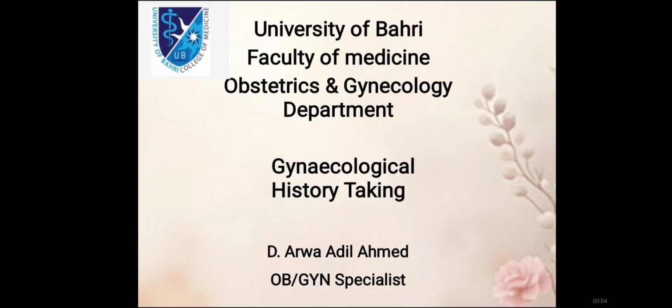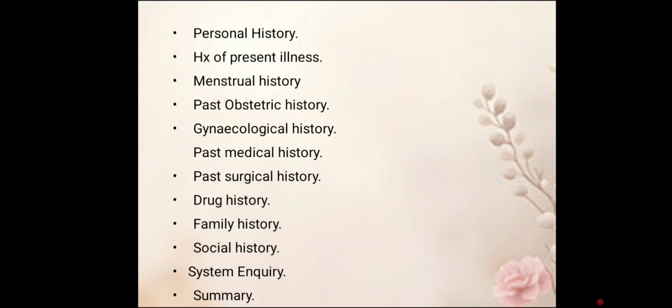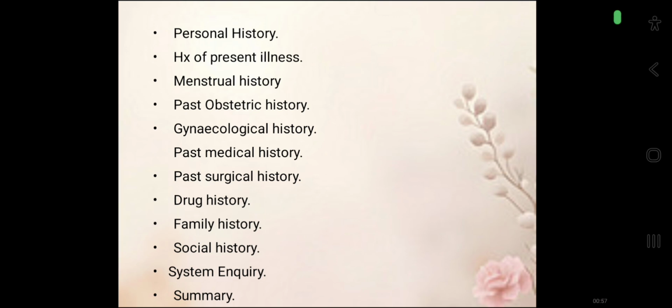In this lecture, we'll talk about gynae history taking. In any history taking in medical school, we'll talk about first personal or geographical data, history of present illness. History will start with menstrual history, followed by past obstetric history. Then details of gynae history, past medical and surgical history, drug and family history, social history, and finally system inquiry. This history will be presented as summary.